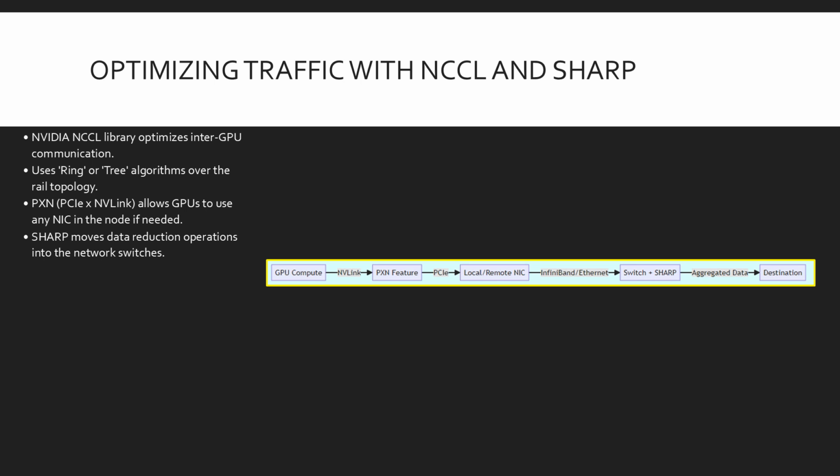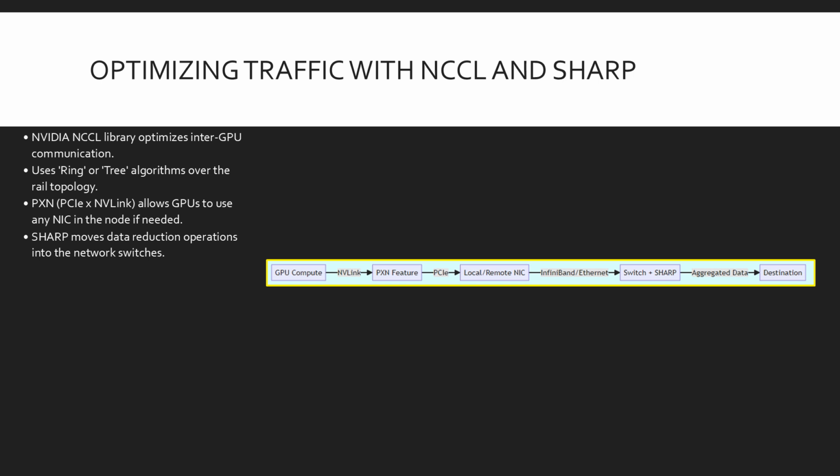Hardware is only half the story. The NVIDIA Collective Communication Library, or NCCL, is software designed to exploit this topology. It builds virtual rings or trees along these rails to move data efficiently. Furthermore, technologies like PXN allow a GPU to access a NIC attached to a different GPU via NVLink if necessary. We also use SHARP, the Scalable Hierarchical Aggregation and Reduction Protocol. SHARP offloads calculations directly to the switches, reducing the data traffic that needs to traverse the rails, effectively doubling bandwidth for reductions.